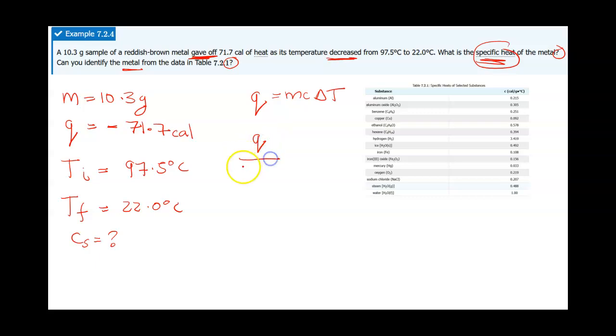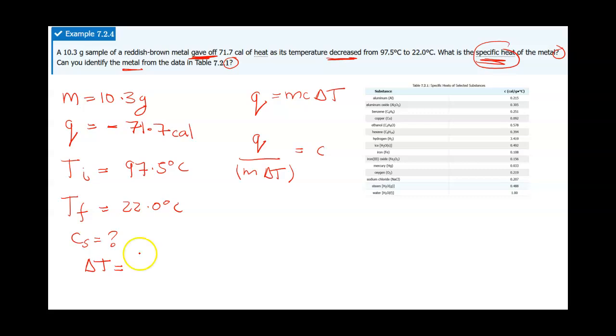So Q over mΔT equals C. And when you put this into your calculator, make sure you put the bottom line in parentheses. So whenever you have multiple things in a fraction in either the top or the bottom line, go ahead and put that in parentheses. So I'm going to calculate the ΔT in a separate calculation.